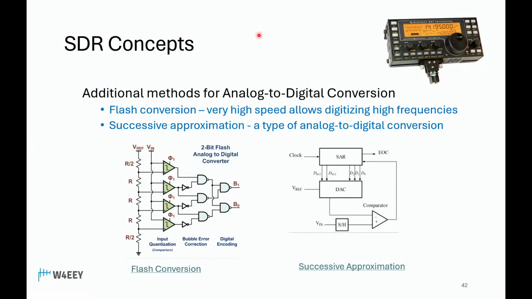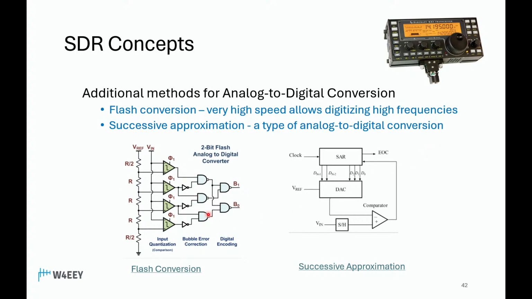So there are a few more concepts of software-defined radio. I mentioned that most signal processing happens at a lower speed than what comes in at the front end of the radio. So there are a couple of techniques, two of them mentioned in the pool. One is called flash conversion. It runs at very high speeds and allows digitizing high frequencies.